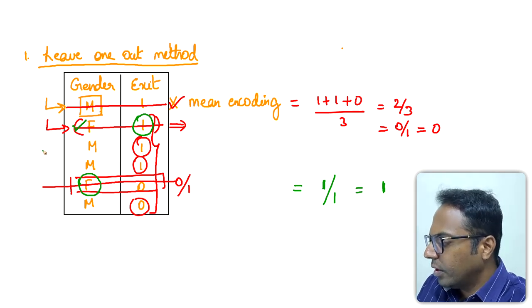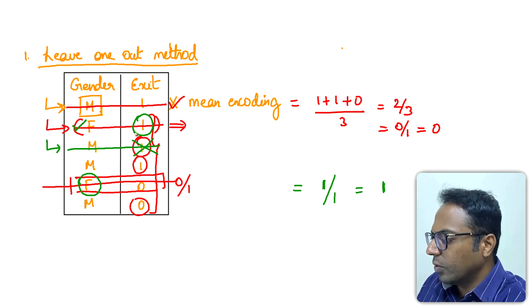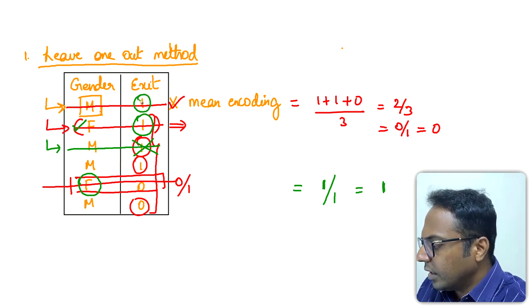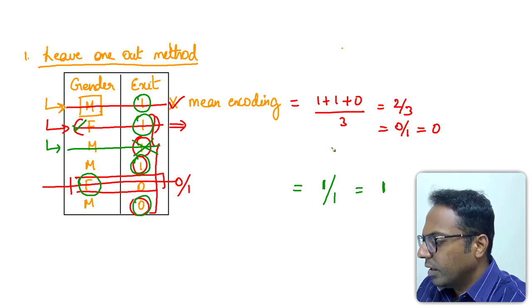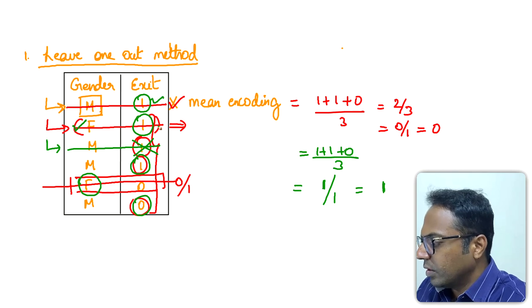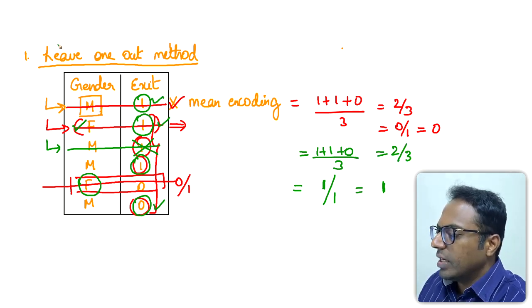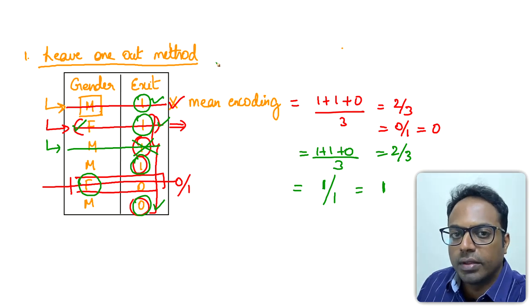Alright, now if we compute for m, we will leave out this particular row. We will include this guy, and this guy. So that would be 1 plus 1 plus 0 by 3. That is this one, and this one by 3, equal to 2 by 3. So that is leave one out encoding method.